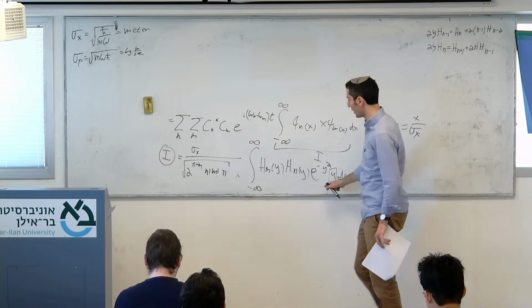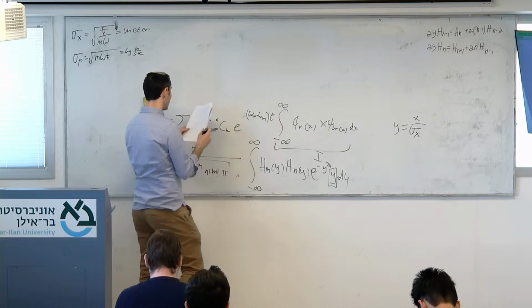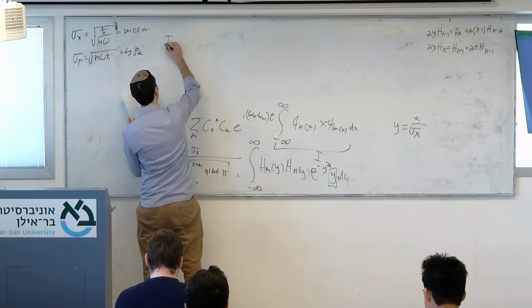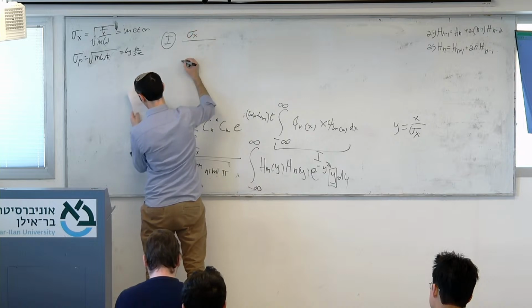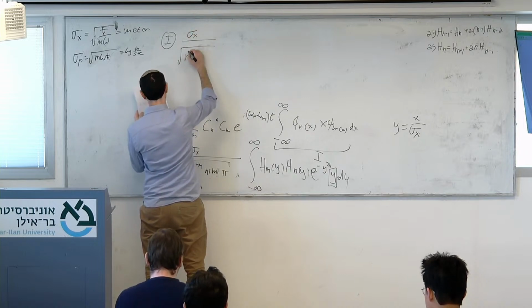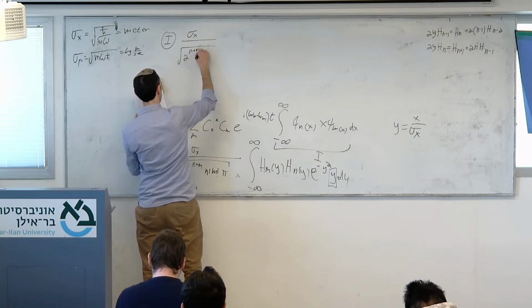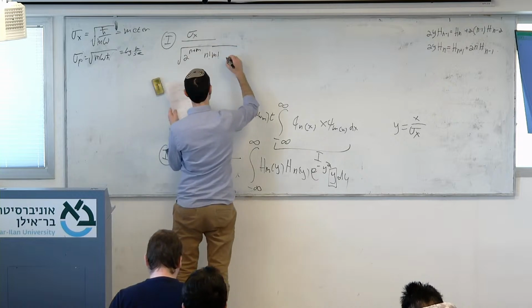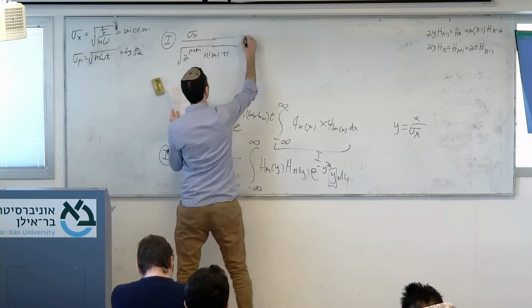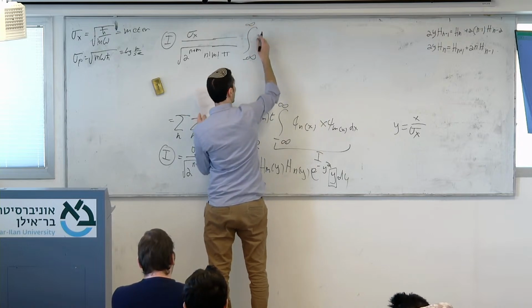When I write y instead of x, I need to multiply by sigma x. Now I get a new integral. I is going to be sigma x divided by the disgusting square root of 2 to the power of n plus m, n factorial, pi times the integral from minus infinity to infinity.